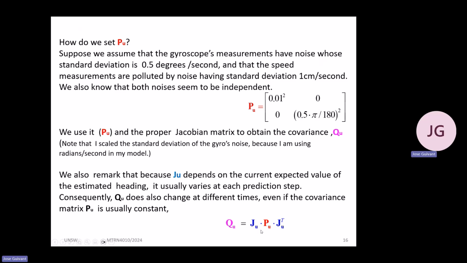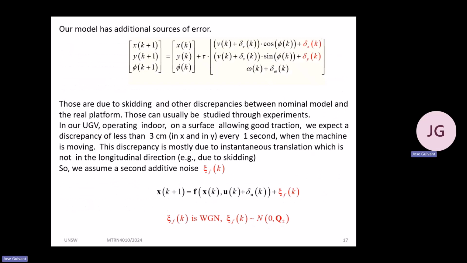So I do have everything, because I calculate this at each prediction. And I also have this, which is a constant. This is changing; it depends on the time, more exactly on the current expected value of the heading in our particular case. And this is a constant matrix that defines the quality of our sensors. And we have everything.